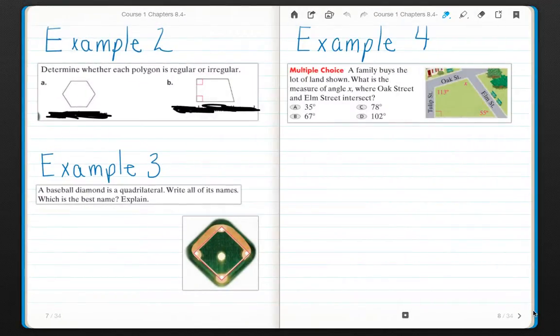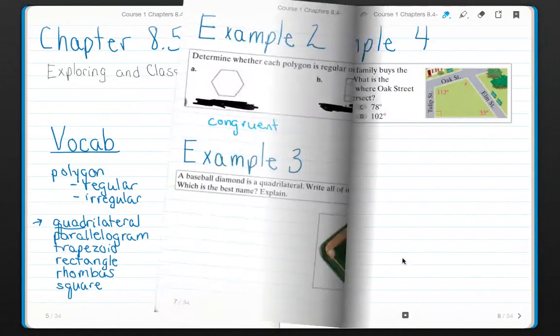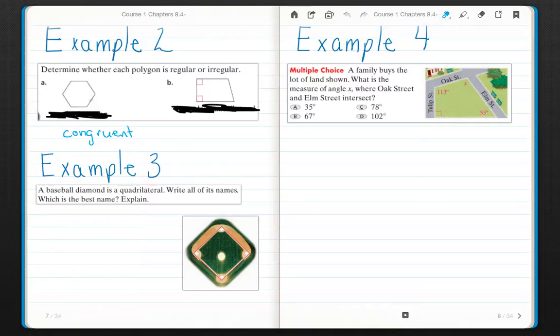All right, example 2. Determine whether each polygon is regular or irregular. Remember, regular means congruent. Are all of the sides the same length, and are all of the angles the same? So A, we have a 1, 2, 3, 4, 5, 6-sided shape here. 6 sides, meaning hexagon. Hexa means 6. So we have a hexagon. I can see that all of these are the same length. And because they're the same length, the angles are all the same. So A is regular.